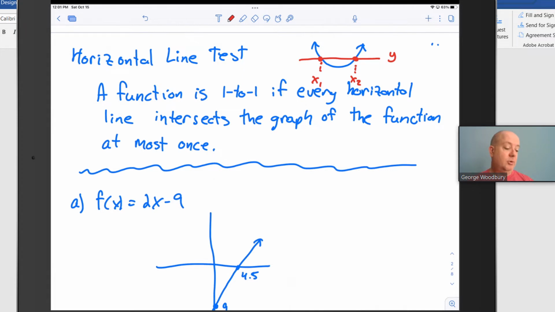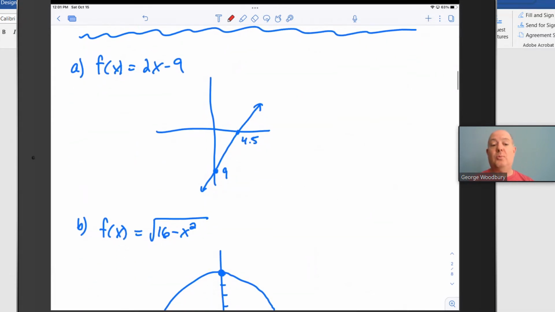I've got a couple of examples, the same examples that we worked over in the last video. I've got the function f of x equals 2x minus 9. This is a linear function. I've sketched the graph quickly on the screen. The y-intercept was at -9. And the graph goes up 2 over 1, up 2 over 1, because the slope is 2.